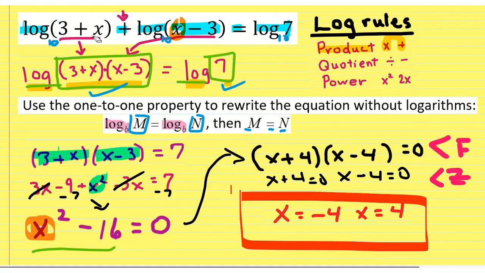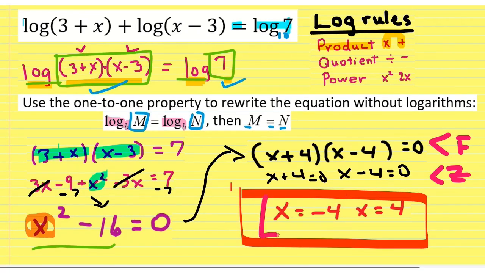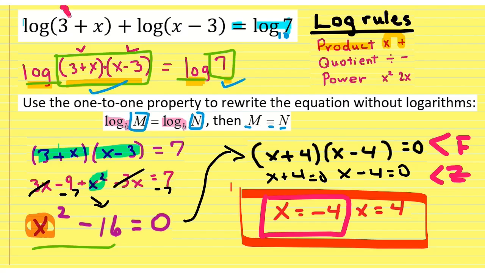The only thing we want to check for is just to make sure that none of these logs become negative if we put the 4 and negative 4 in there. So if I put a 4 in here, it'd be 3 plus 4 is 7. Well, that's a positive number. And then if I do the negative 4, 3 plus negative 4, now that's a problem. Does everybody see that? If I put the x equal to negative 4 in there, 3 plus a negative 4.